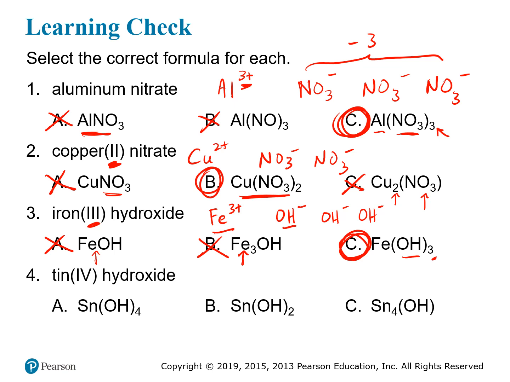Okay? And then the last one is tin 4 hydroxide. Tin 4 hydroxide. The element symbol for tin is Sn. And tin, although it's not strictly speaking a transition element, is one of those post-transition elements that still has a variable charge. And so we can see the charge specified by the Roman numeral. It's a 4. IV is the Roman numeral for 4. And so this is tin 4+.